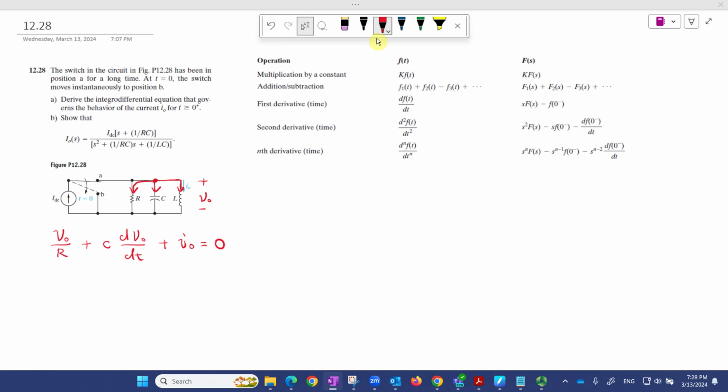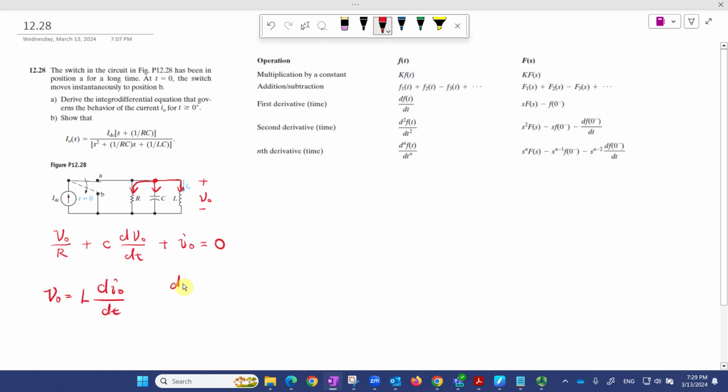So what we're going to do is think of how much this V0 is. V0 is across everything, so it's also across the inductor. So we can relate that to I0. The inductor voltage V0 equals L dI0/dt. This is the definition for the inductor. And so for the first term we can just plug this in.